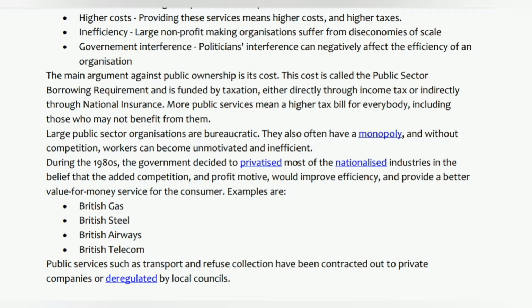During the 1980s, the government decided to privatize most of the nationalized industries in the belief that the added competition and profit motive would improve efficiency and provide a better value for money service for the consumer. Examples are British Gas, British Steel, British Airways, British Telecom. Public services such as transport and refuse collection have been contracted out to private companies or deregulated by local councils.